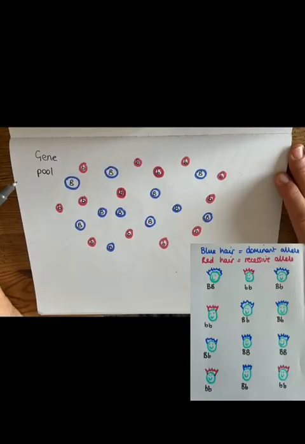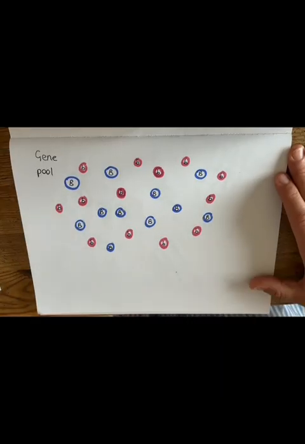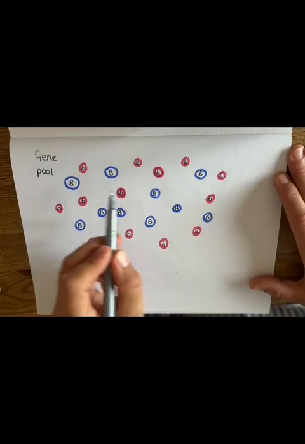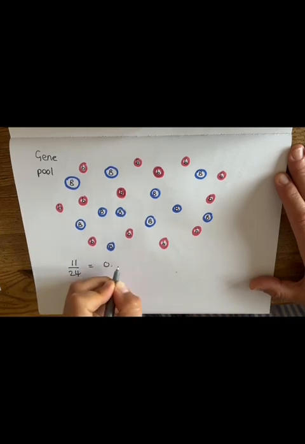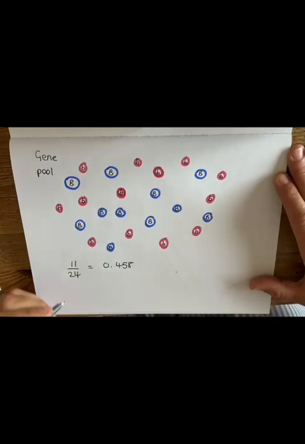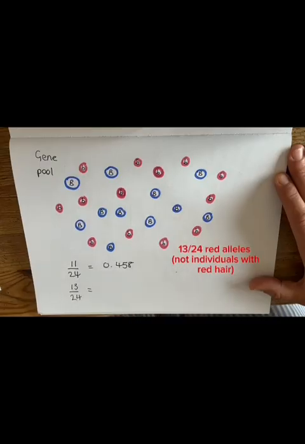So if we look at the gene pool, we're thinking about each of the individual alleles, no longer associated to individuals. So we can see in the population that we've got with our blue and red hair, 11 out of the 24 alleles are blue. So that is equivalent to 0.458. We have 13 out of the 24 with red hair. So that gives us 0.542 if we do that division.